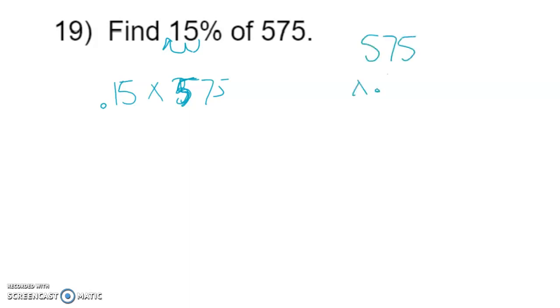575 times 0.15. 5 times 5 is 25. Carry the 2. 7 times 5 is 35, plus the 2 is 37. Carry the 3. 5 times 5 is 25, plus the 3 is 28.